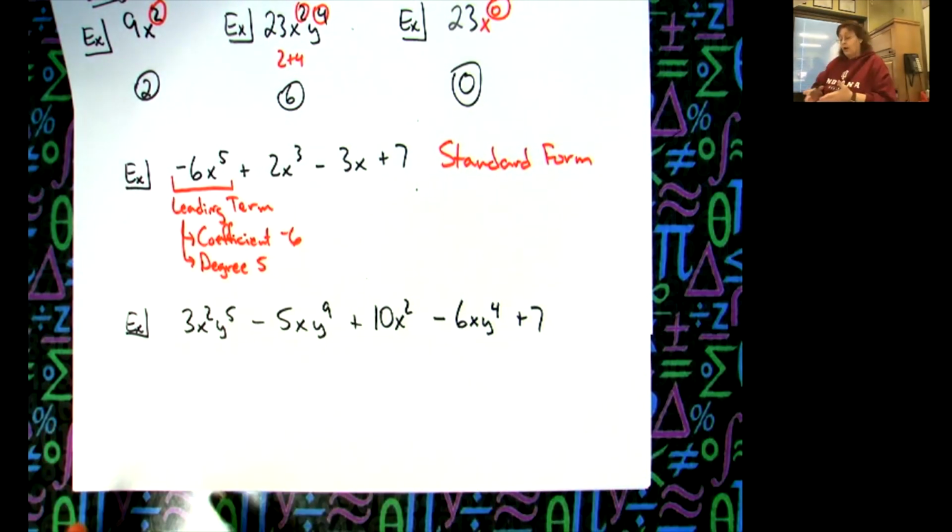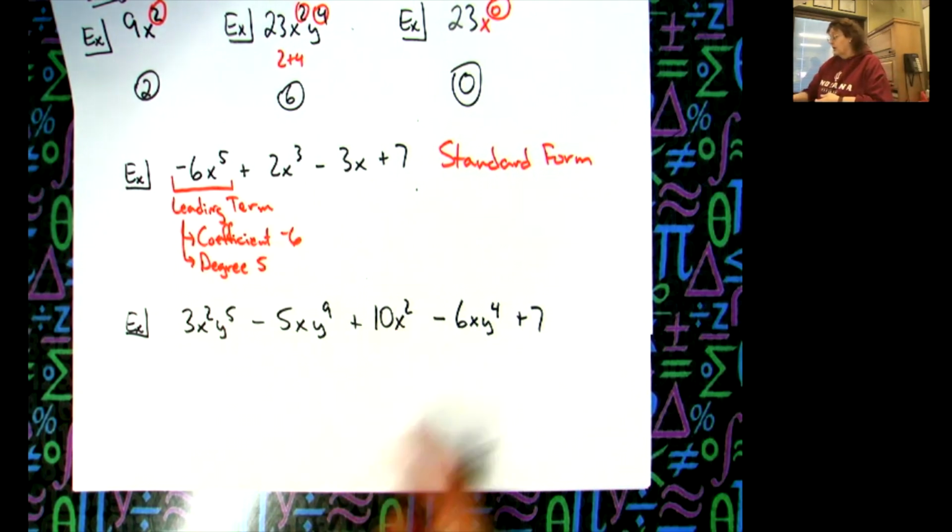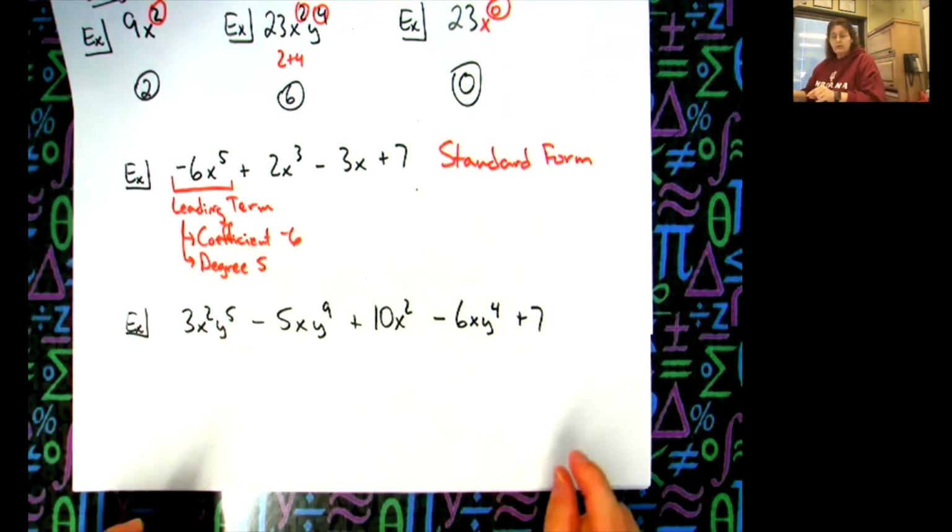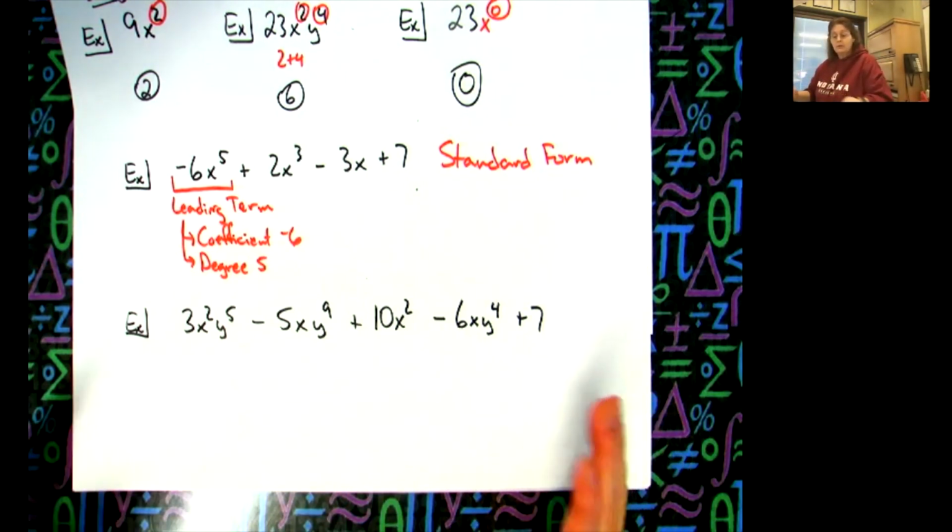Multi-variables. I've got x's and y's in some terms. This one just has an x. This one's just a constant. Okay, now if you remember what we did on this one, we had to calculate the degree of each individual term because we had two variables.